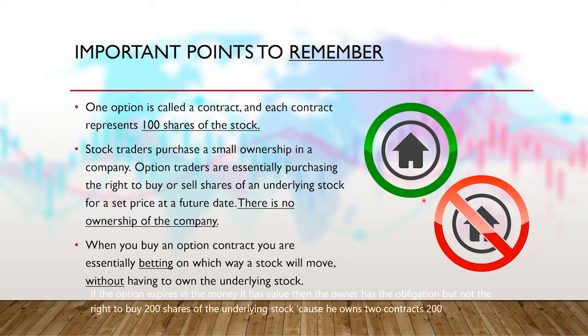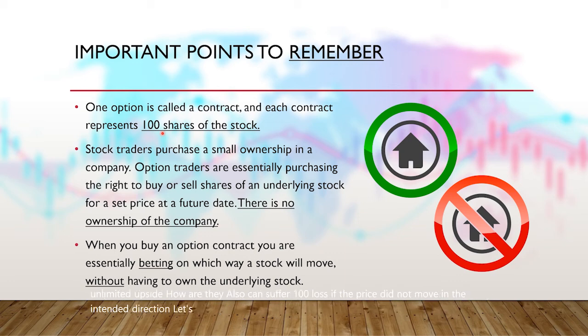Now, it's important to remember that one option contract equals 100 shares because it magnifies the returns on both the upside and the downside. An investor can earn virtually unlimited upside. However, they also can suffer 100% loss if the price does not move in the intended direction.